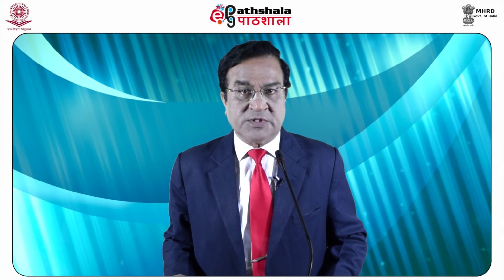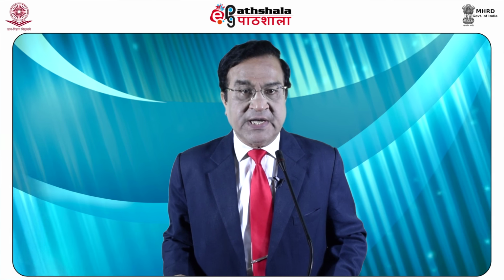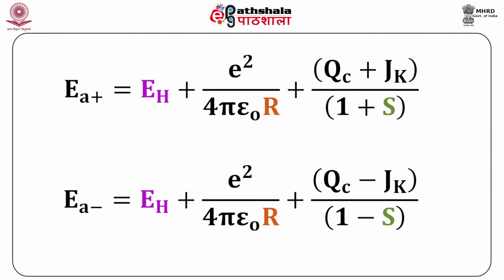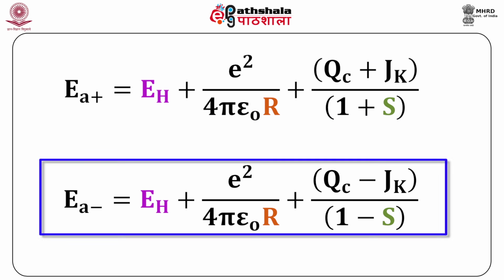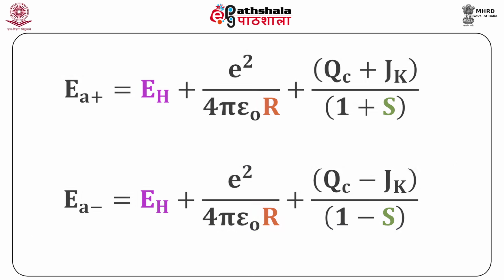If we now substitute these values of Q and J back in our energy expressions, EA plus becomes EH plus e squared upon 4 pi epsilon 0 r plus QC plus Jk, divided by 1 plus S. And similarly, we have the expression for EA negative, and that is EH plus e squared upon 4 pi epsilon 0 r plus QC minus Jk, divided by 1 minus S.